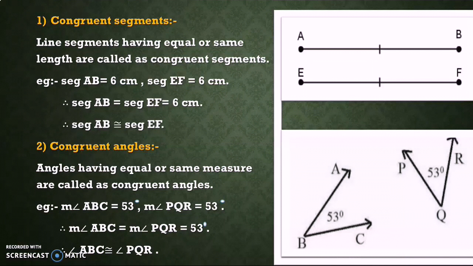Have a look, the same thing in an example. Measure of angle ABC is equal to 53 degrees. Measure of angle PQR is equal to 53 degrees. As both the angles have the same measure, we will write measure of angle ABC is equal to measure of angle PQR is equal to 53 degrees. As both have the same measure, we will write by showing the congruent sign in between, and we will say that angle ABC is congruent with angle PQR.